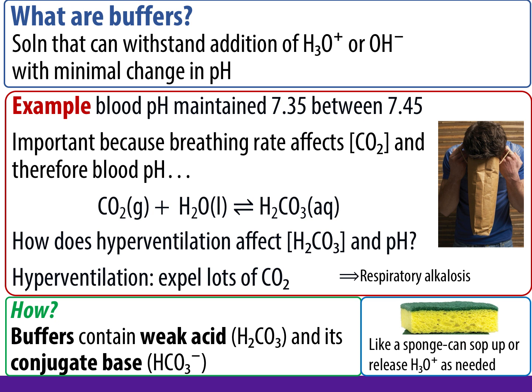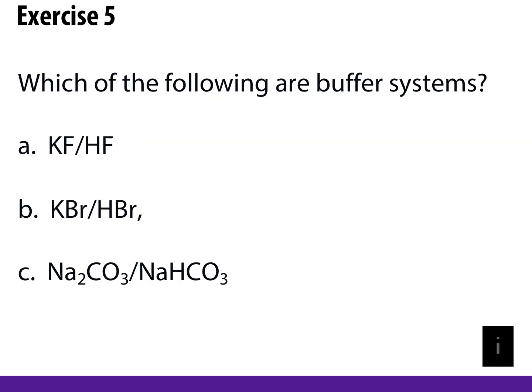The definition in general here is that a buffer is a weak acid and the weak acid's conjugate base. So weak acid, weak base, conjugate pair is the definition of a buffer that we need to be able to apply. Using that definition of a buffer, take a second to think about which of these solutions are buffer systems. Okay, so we need weak acid, weak base, conjugate pair.